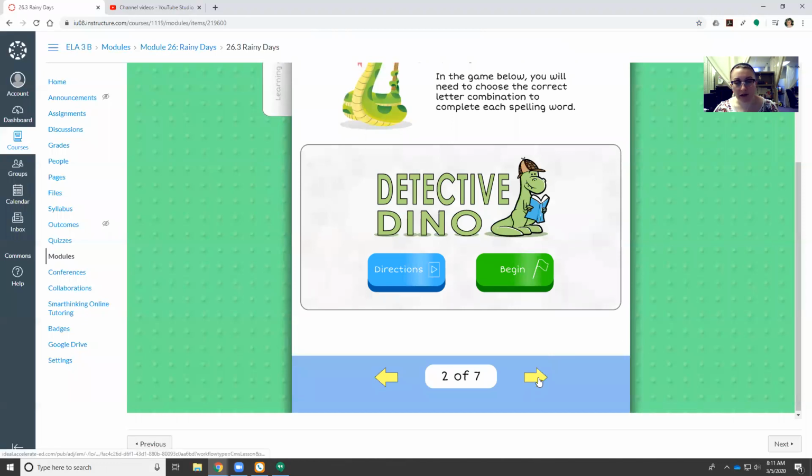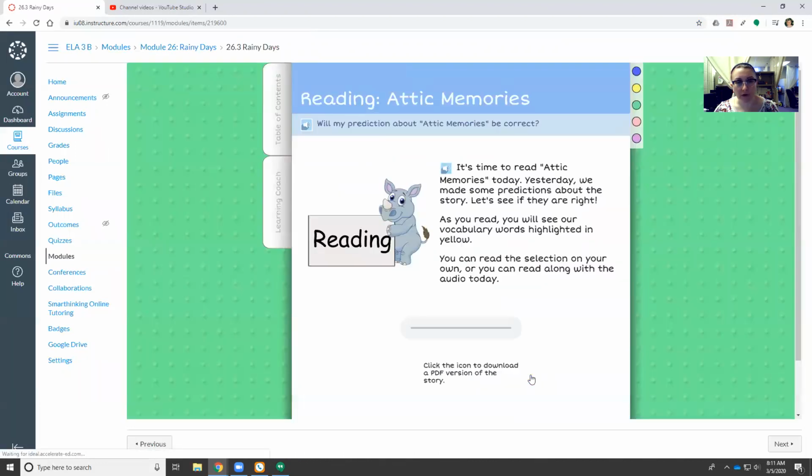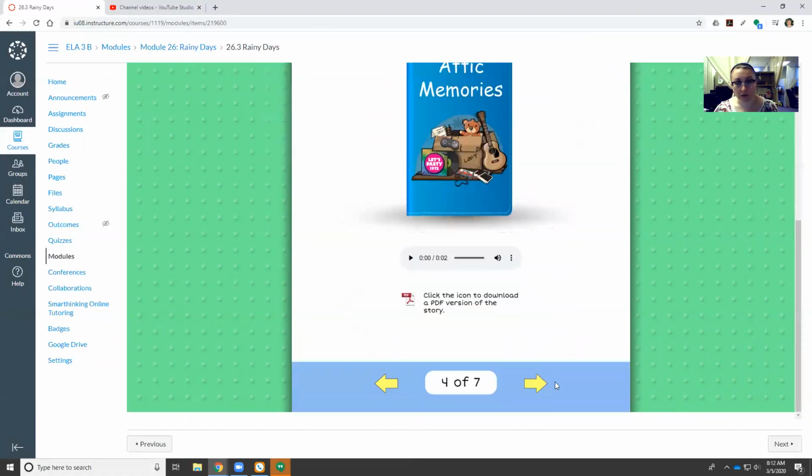Spelling, Detective Dino, or whatever practice you prefer. Vocabulary, crossword puzzle, whatever practice you prefer. Reading, today we're going to read Attic Memories for the first time. Yesterday we made some predictions about the story, so you're going to see if you are right. Your vocabulary words are highlighted in yellow, and you can read along with it, or you can read it on your own.